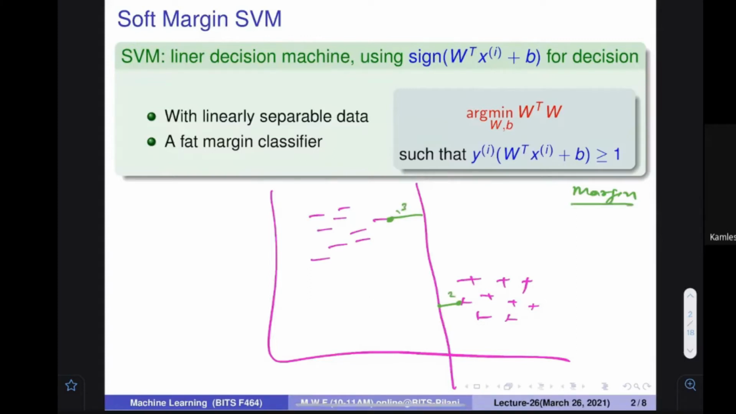So what is the margin? The margin is the minimum of these two quantities, which is going to be 2. Actually, it is the minimum over all the data items. For all the data points inside your database, you have to find the minimum distance.